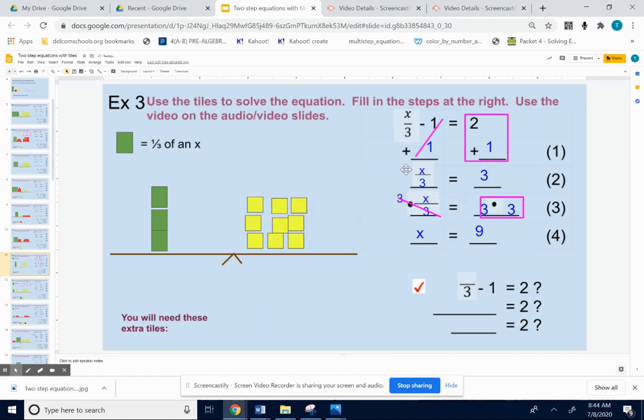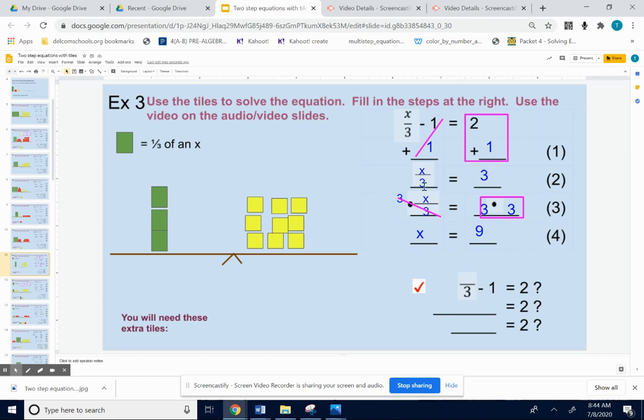Okay, but back to the equation. x divided by 3 minus 1 equals 2. Okay, get rid of the subtracted number first. To get rid of a subtracted number, you add. So add 1 to the left, add 1 to the right. Okay, the subtracted 1 and the added 1 go away. You're left with x over 3. On the right, we have 2 plus 1, okay, which is 3.